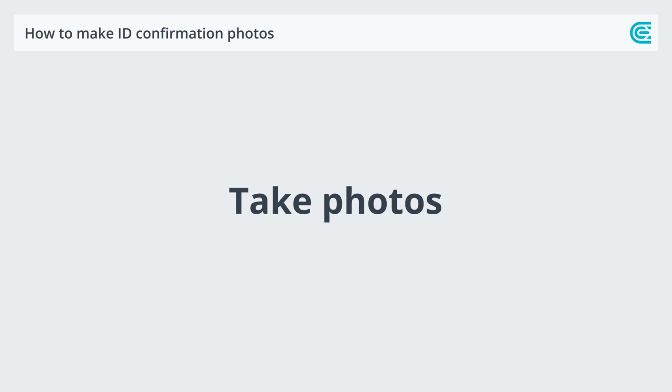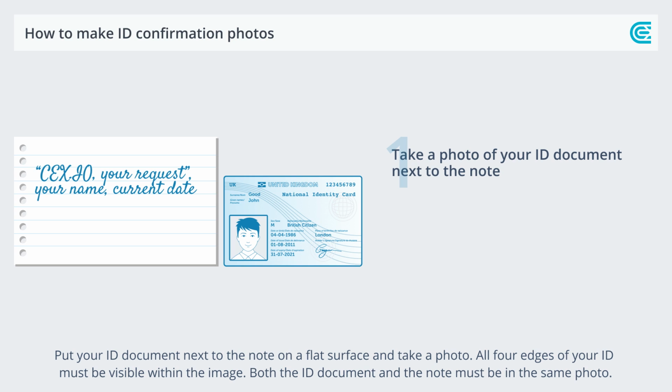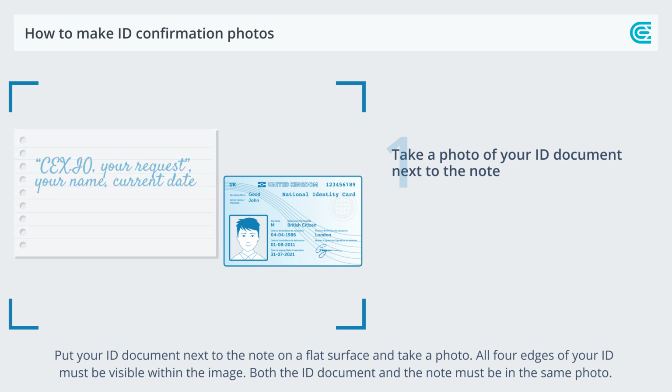Take photos. First, take a photo of your ID document next to the note. Put your ID document next to the note on a flat surface and take a photo. All 4 edges of your ID must be visible within the image. Both the ID document and the note must be in the same photo.